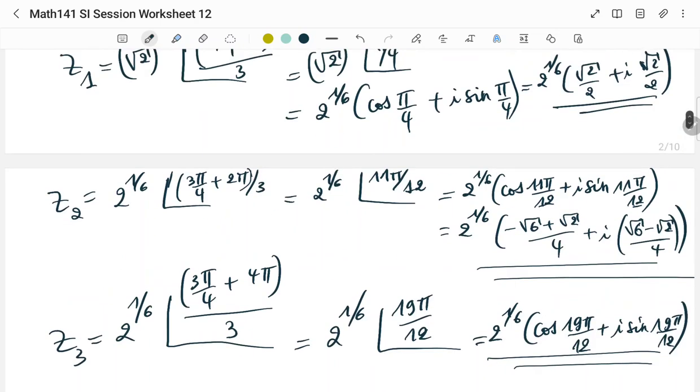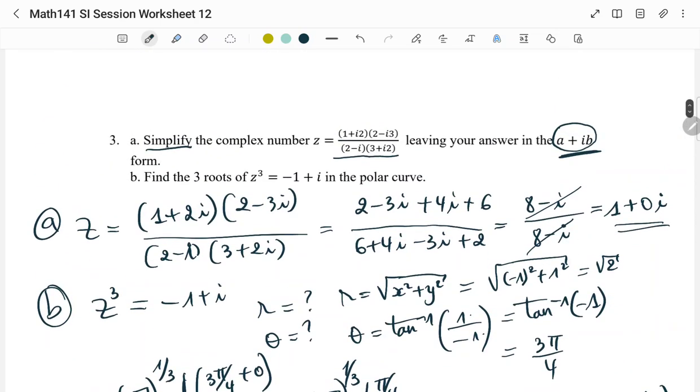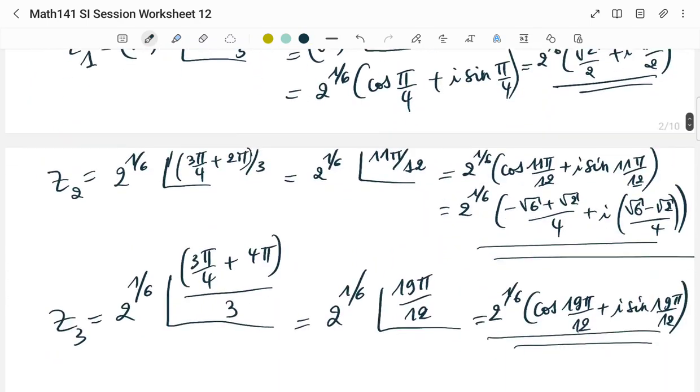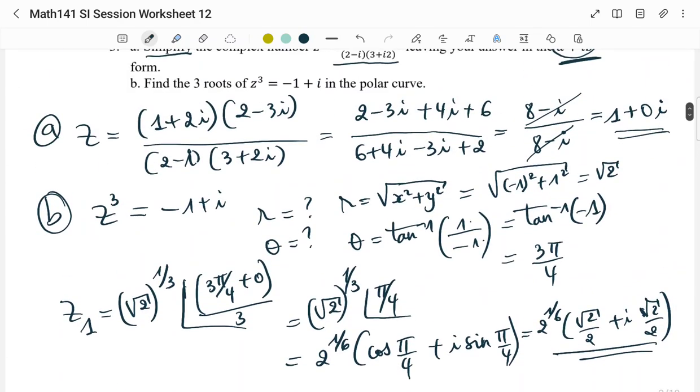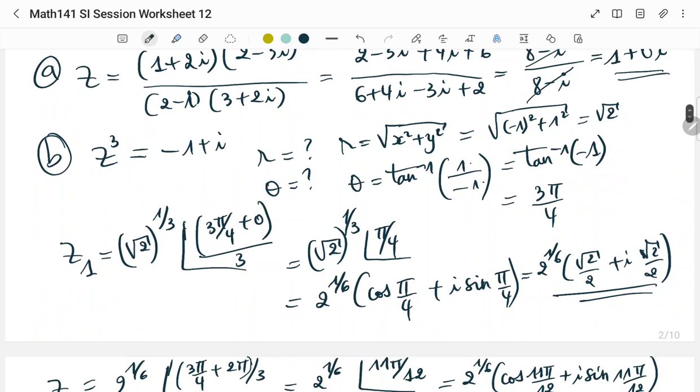So we found all three roots as the question requested, and those are the final answers. So as you can see, the cubed meant that we had three roots, right? The question didn't even have to say find the three roots. You could just say find the roots, and immediately you would know that you have to find all three roots because you have a cube there.